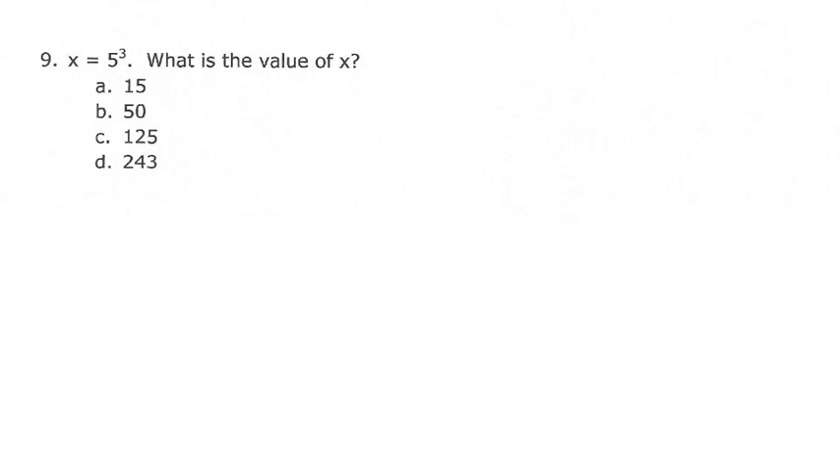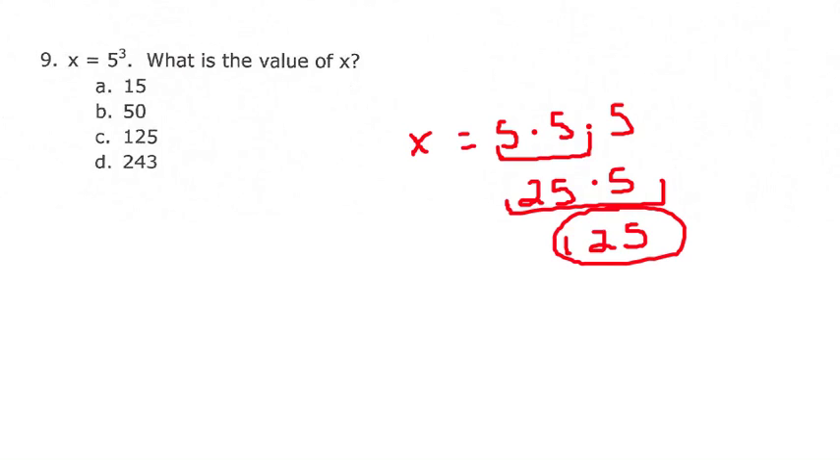For question number 9, x is equal to 5 cubed. What's the value of x? So when you solve this, 5 times 5 times 5 is equal to 125, which is C.